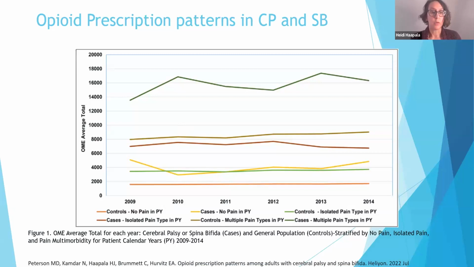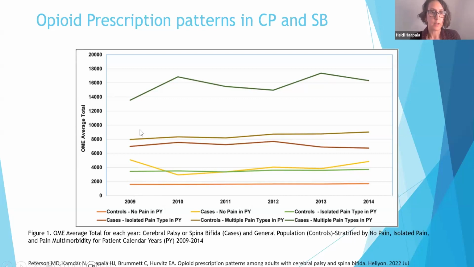And then there's controls. So the important part here is, here's the bottom line. At the bottom of the graph is the people who did not have CP or spina bifida and the amount of opioids they got, which is very, very low, close to zero in the past year.